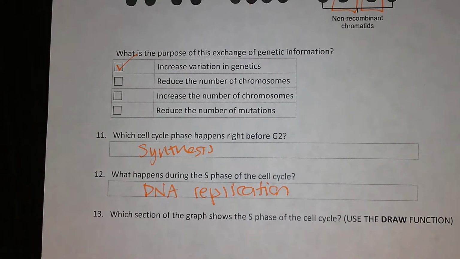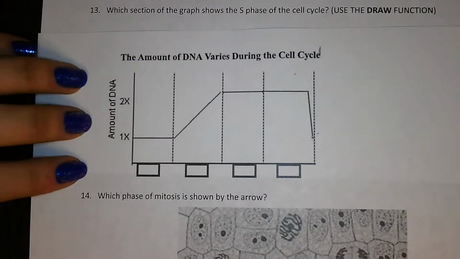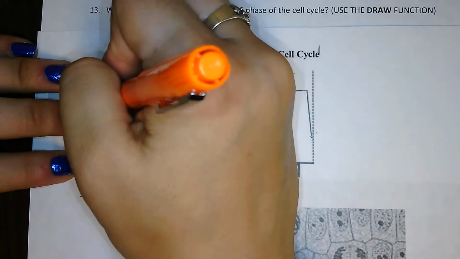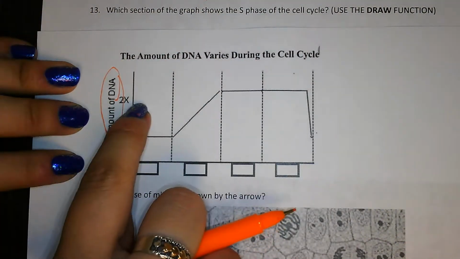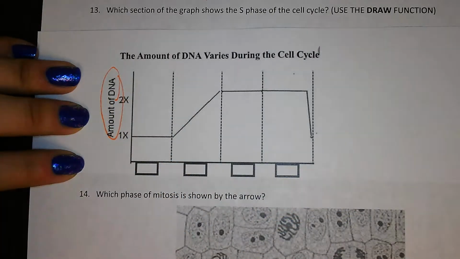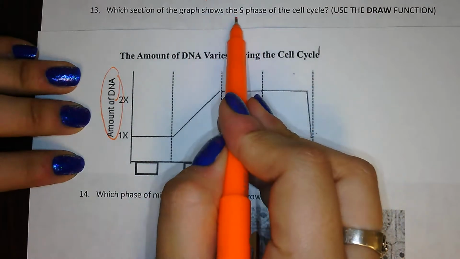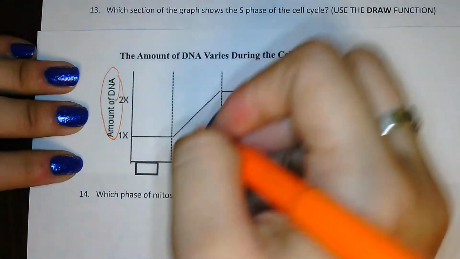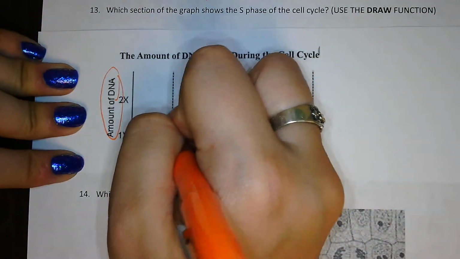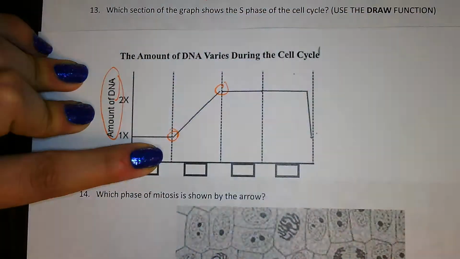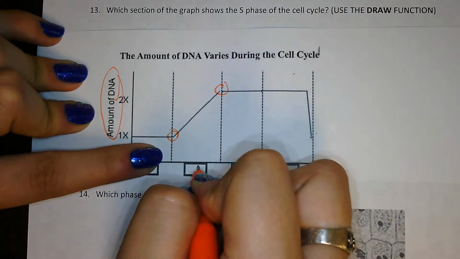All right. Which section of this graph shows the S phase? So I just said that the S phase is when DNA is replicated. This graph shows the amount of DNA, normal amount, double the amount. So we have to select the part of the graph that shows a doubling of DNA, since during the S phase, DNA is replicated. The only part of the graph where I see that DNA grows twice the size is going from here to here. So this section is probably my S phase.